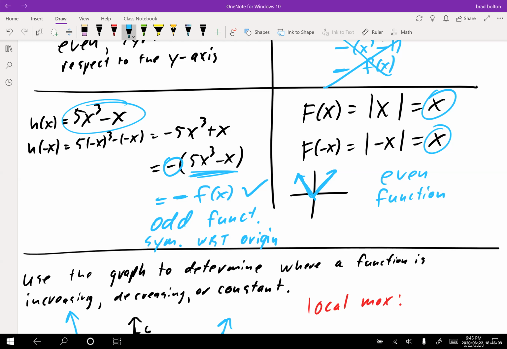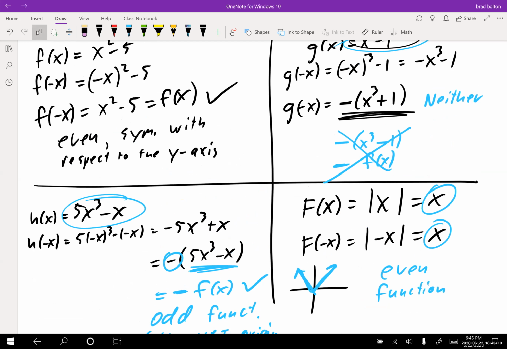Okay, so hopefully that gets you guys started. Remember, if you want to do it, you plug negative x in, you clean it up, and then you see if you get back the original, or if you can factor out a negative. All right.